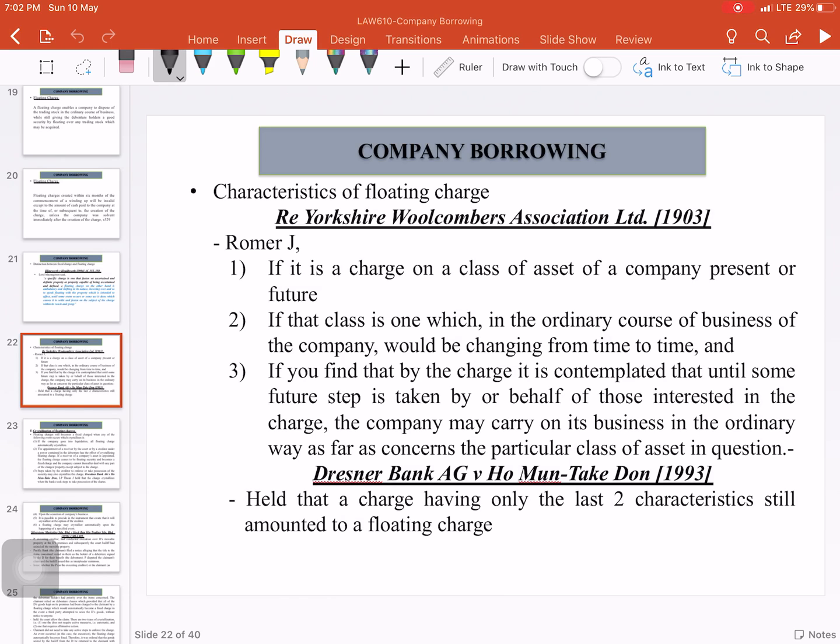And then if you find that by the charge it is contemplated that until some future step is taken by or on behalf of those interested in the charge, the company may carry on its business in the ordinary way as far as it's concerned. Meaning to say, the company is still free to do business with that particular product, inventory, stocks, raw material or book debts, so it is a floating charge. And then in Dresdner Bank and Ho Moon Taek, the court held that a charge having only the last two characteristics, number 2 and number 3 here, still amounted to a floating charge. So these are the characteristics of a floating charge.